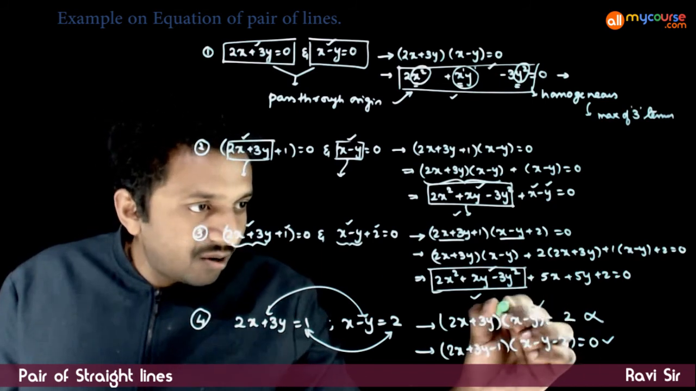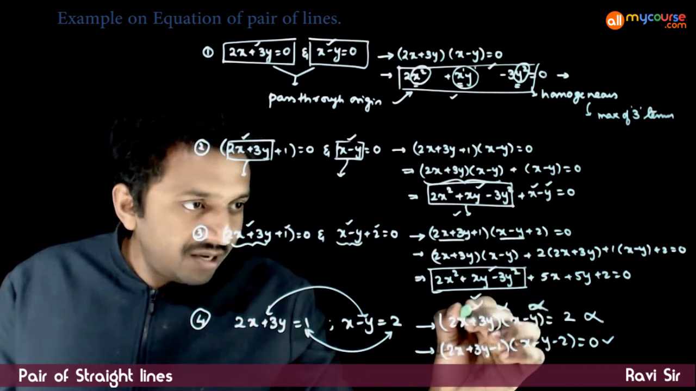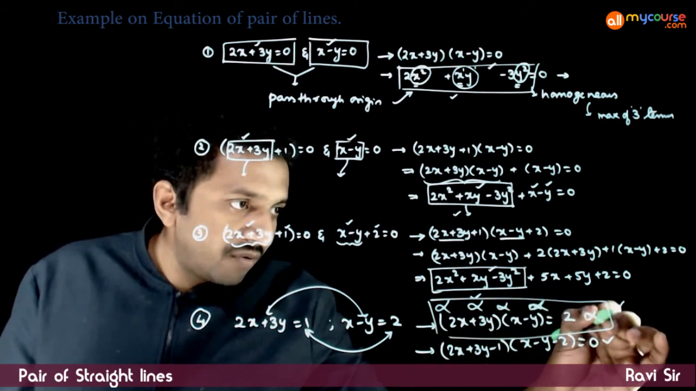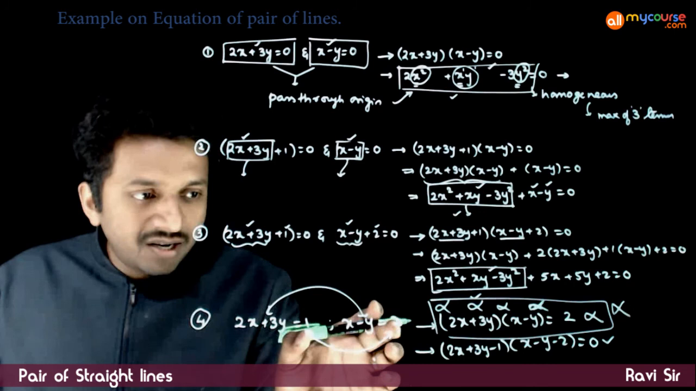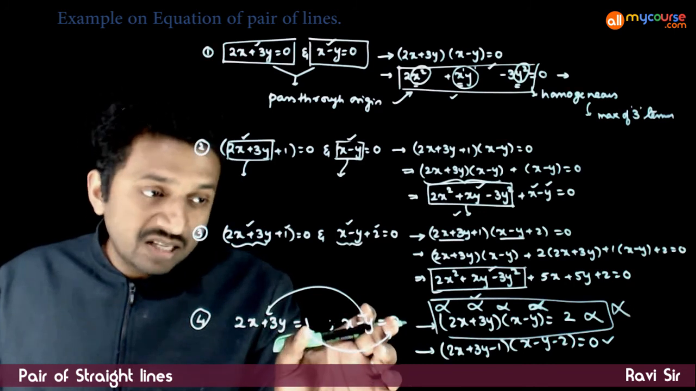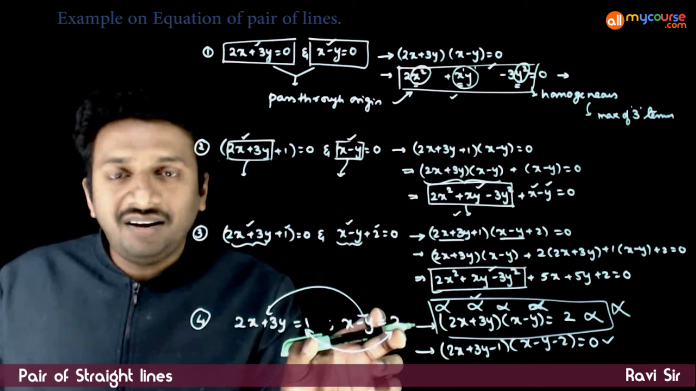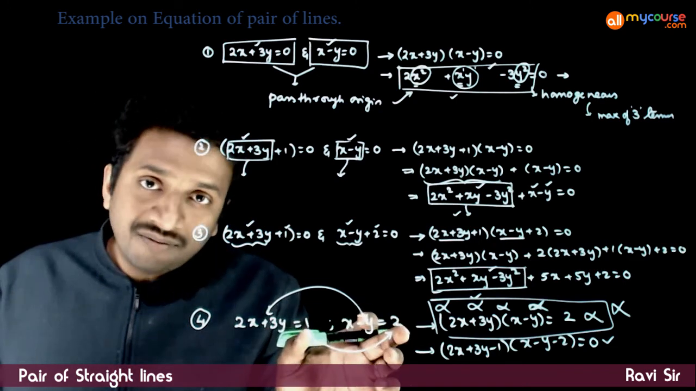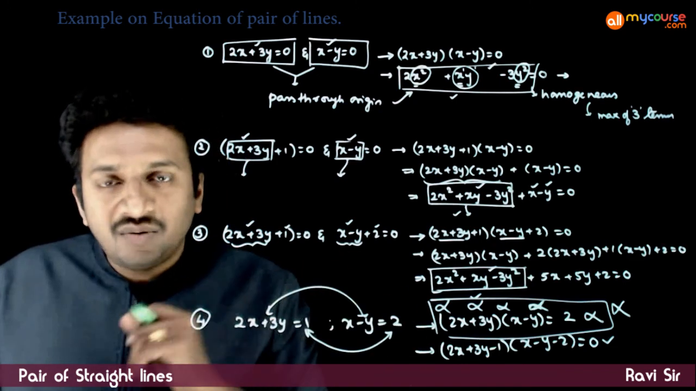This is a wrong way. Just keep in mind, you should not do this. So you cannot directly multiply unless the right hand side is equal to 0. You can only multiply if the right hand side is equal to 0.